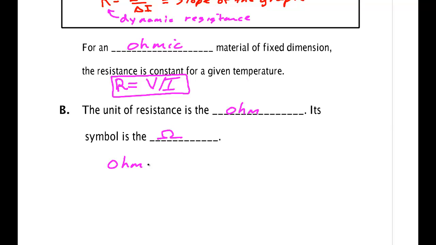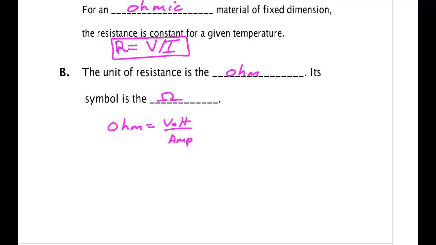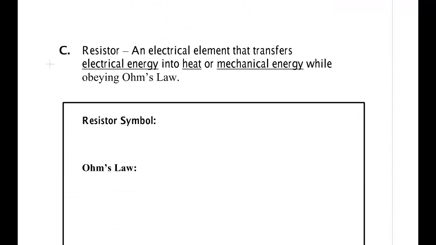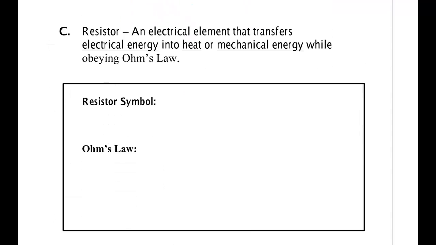And like I said, an ohm is a volt per amp, and then you can start going on and on as to how far down the list of SI units you want to go. Now, what's a resistor? A resistor is an electrical circuit element that transfers electrical energy into either heat or mechanical energy while obeying Ohm's law.